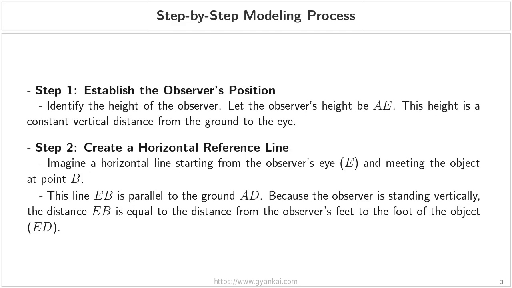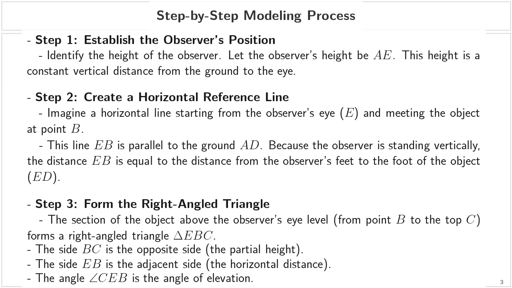Next, step 2, create a horizontal reference line. To make our calculations easier, we need a flat baseline. Imagine drawing a horizontal line starting from the observer's eye, which we've labeled point E, and extending it until it meets the object at point B. Now, because the observer is standing vertically, this line, EB, is parallel to the ground. Line ED, this is a crucial point. It means the length of our line EB is exactly the same as the distance from the observer's feet to the base of the object, which is ED.